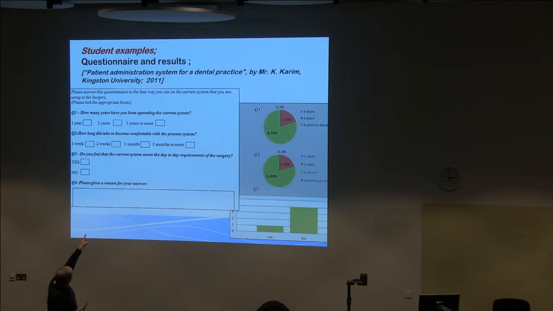But if you're a 3 years or more person and you answer that it took you 3 months or more to become familiar, then that says something interesting about the current system, doesn't it? So can you see there was a rationale behind these questions? They were trying to discover something about the current system and the demographic of the people using it. Okay?